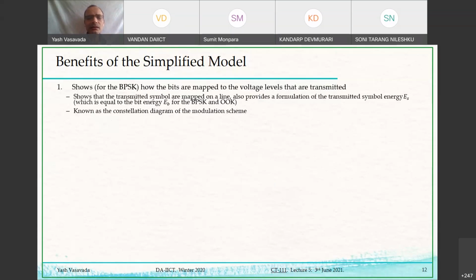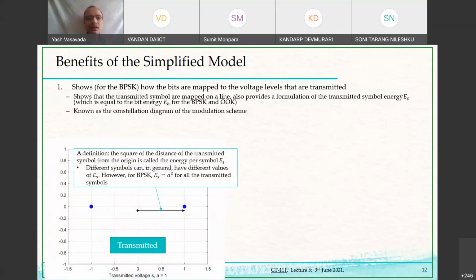Specifically, in modulation theory, there is a conceptual visualization known as the constellation diagram. This simplified model allows us to picture and draw those concept diagrams. And so the constellation diagram is what I have drawn here.